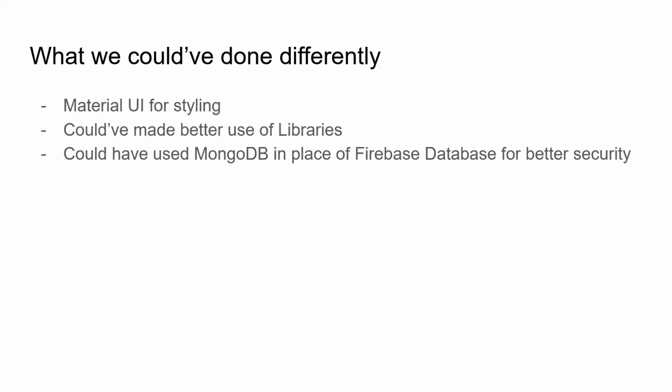What we could have done differently: we could have used Material UI for better styling. We could have also implemented libraries that had code that could have saved us more time. And we could have used MongoDB instead of Firebase database to get better security.